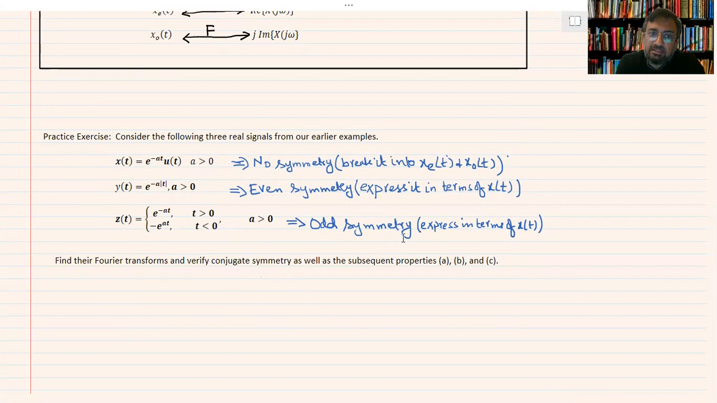Why are we getting this factor of 2? Because when you express y(t) in terms of x(t), you will notice that y(t) is 2 times the even part of x(t), and z(t) is in fact twice the odd part of x(t).